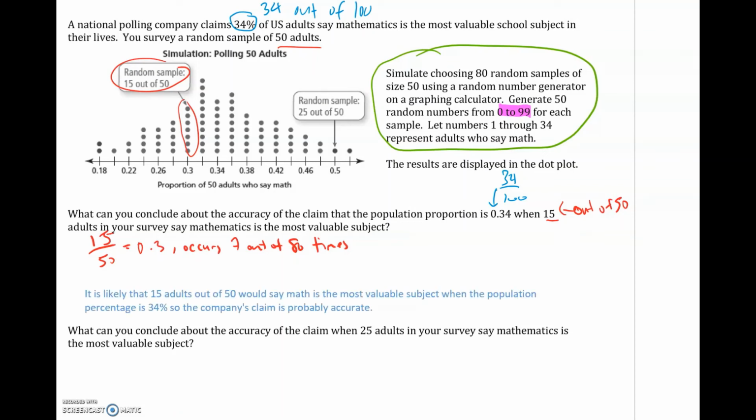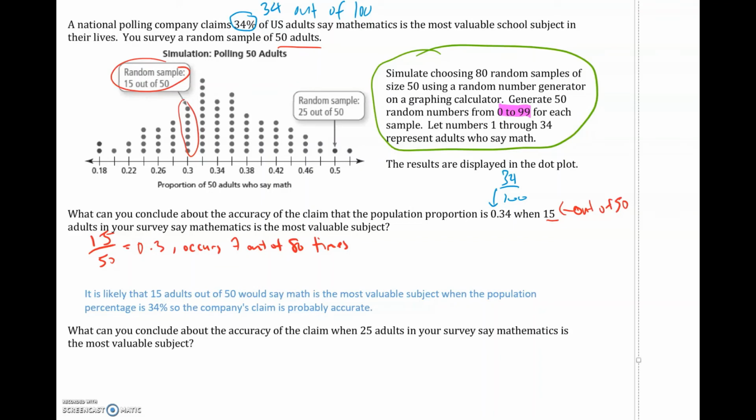So I just want to emphasize again, it's important to note we're working on that population percentage or that proportion of 34% or 0.34. So this would be a totally different conclusion if the polling company had claimed 75% of US adults say math is the most valuable school subject. So just make sure you're really clear about what the conditions are that we base our conclusions off of.